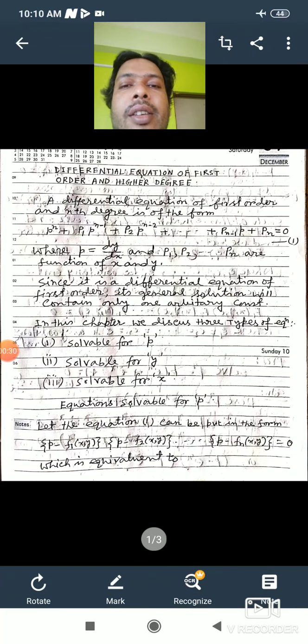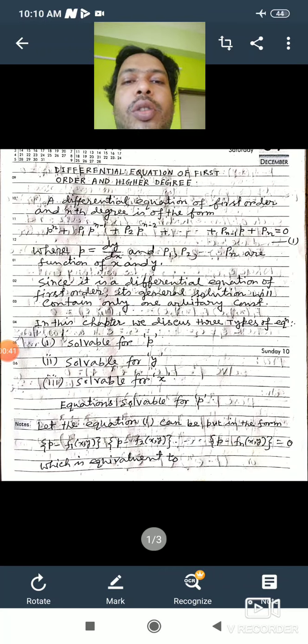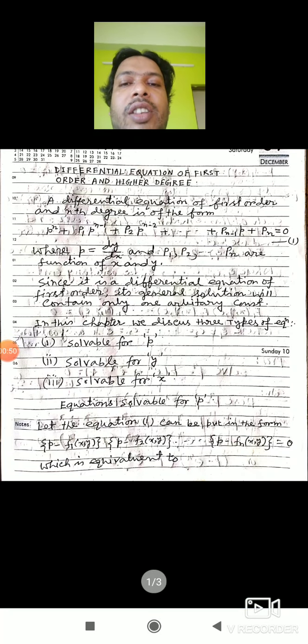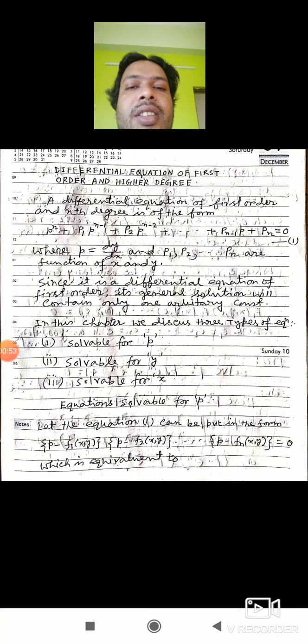p to the power n plus P1 p to the power n minus 1 plus P2 p to the power n minus 2 plus ... plus Pn minus 1 p plus Pn equal to 0. Equation number 1, where small p equals dy/dx and capital P1, P2, P3, ..., Pn are functions of x and y. Since it is a differential equation of first order, its general solution will contain only one arbitrary constant.